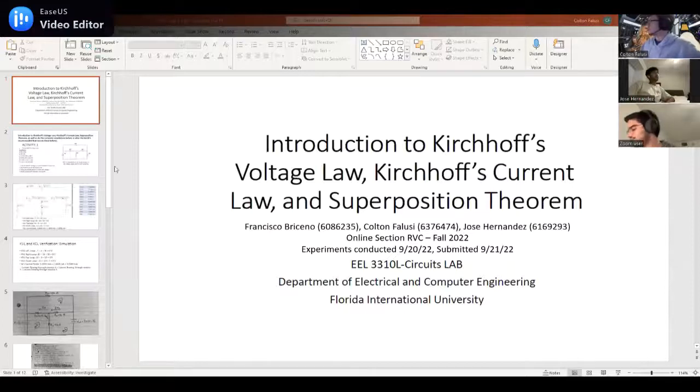Good afternoon. This is Lab Group 3 from EEL3310 C. This is the lab portion. Lab number 2, Introduction to Kirchhoff's Voltage Law, Current Law, and Superposition Theorem.